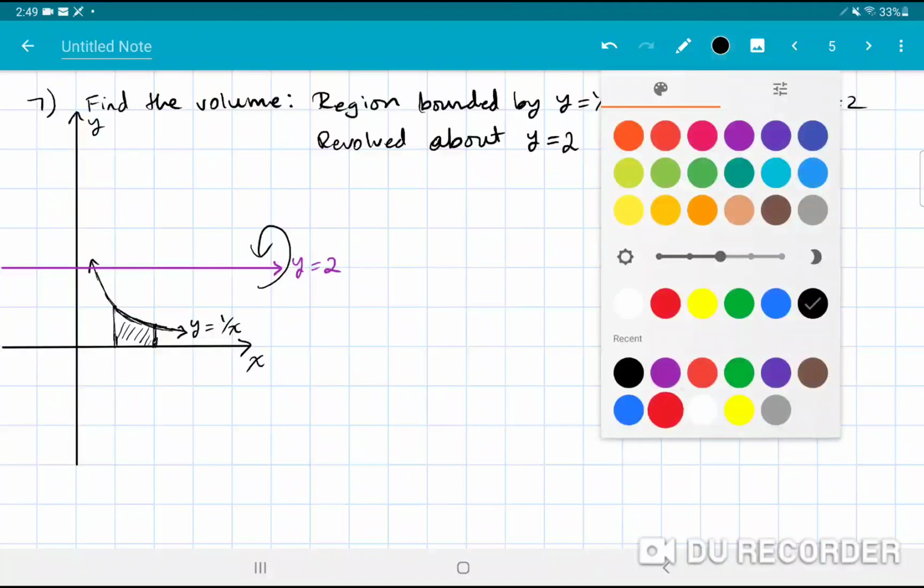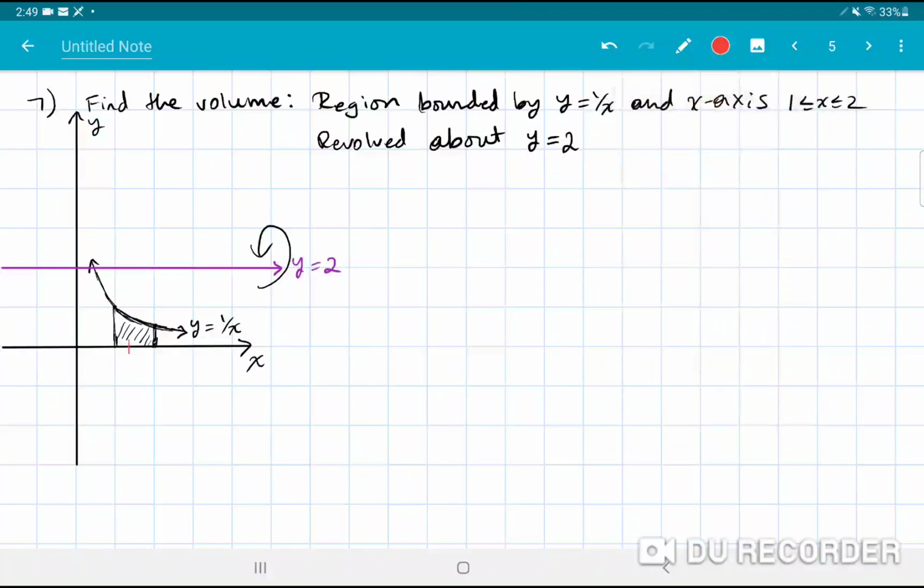So what we need to do is we take a generic x, make a segment, and revolve that segment about the line y equals 2. Okay, so what we're going to do is replicate the endpoints of the segment on the other side. So this point here reflects to that point, and this point here reflects to this point. All right, so let me clean this up.